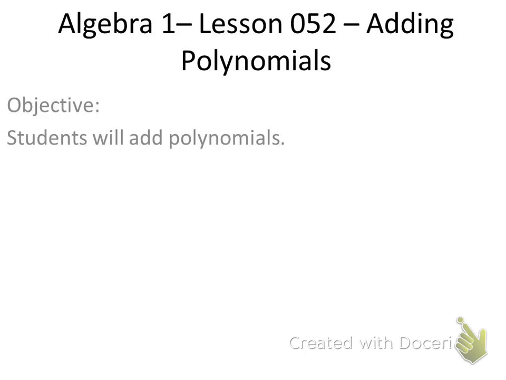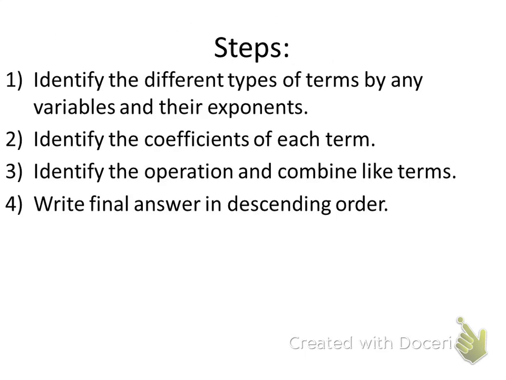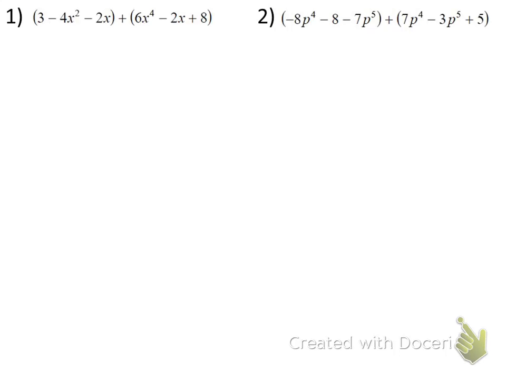So these are the steps. You already have these written down. If you're on the video, just pause it. Here we go. Number 1. Just watch me work out number 1 and 2. Pencils down. So, we have a trinomial plus another trinomial. What we need to do is just identify the terms. So, we have all these different kinds of terms, and they're all being added together.